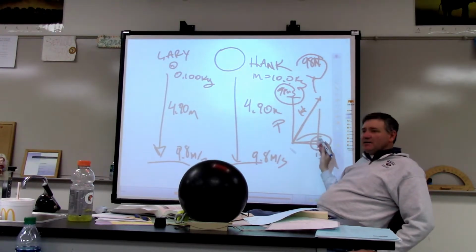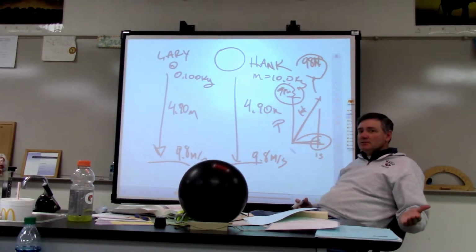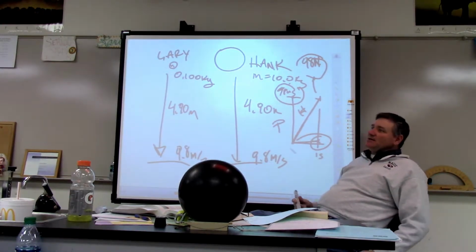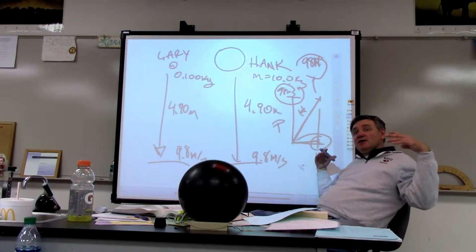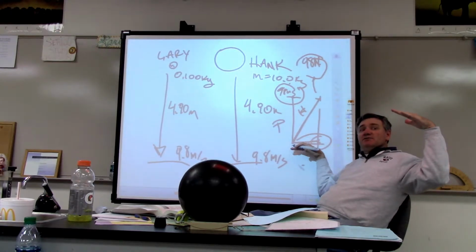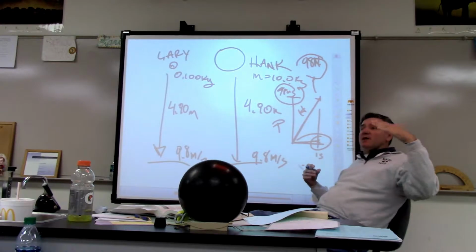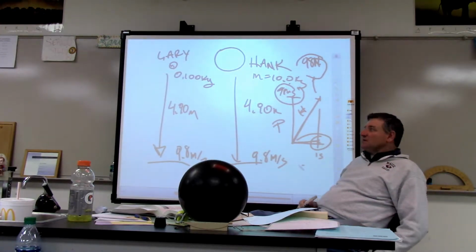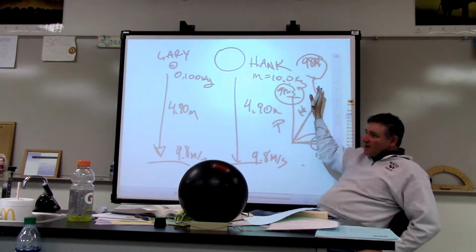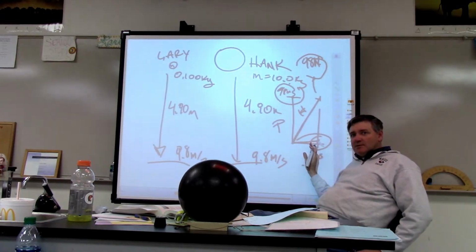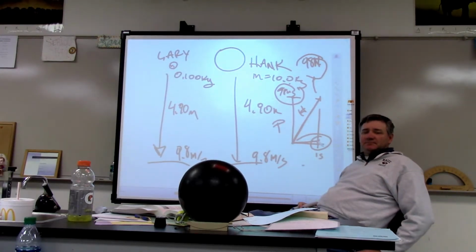Now, when you get down here to Gary, his slope is 0.98 Newtons. So his slope is much more shallow because with Gary, you don't have near as much force. So at the end of 1 second, you don't have near as much momentum. So they're both going to land with the same velocity, but they're not going to have the same momentum. Now, what if you have a horizontal line on a momentum time graph?